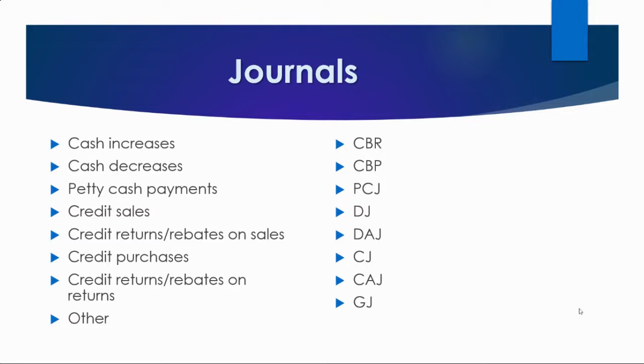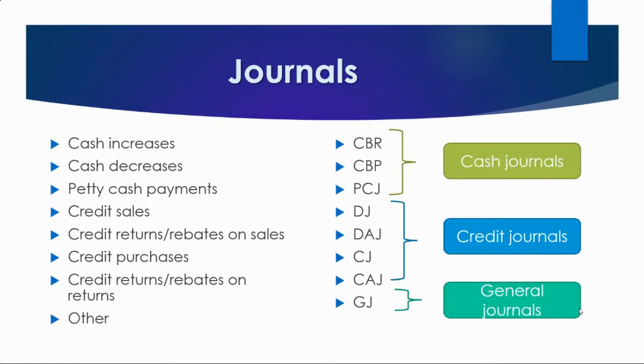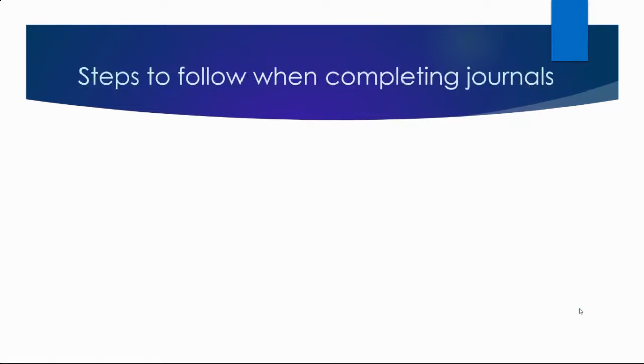And then anything else that doesn't fit into those previously mentioned journals will go to your general journal. Okay, so this is just to indicate what is seen as cash journals, what are viewed as credit journals, and what are seen as the general journal, just for reference sake.